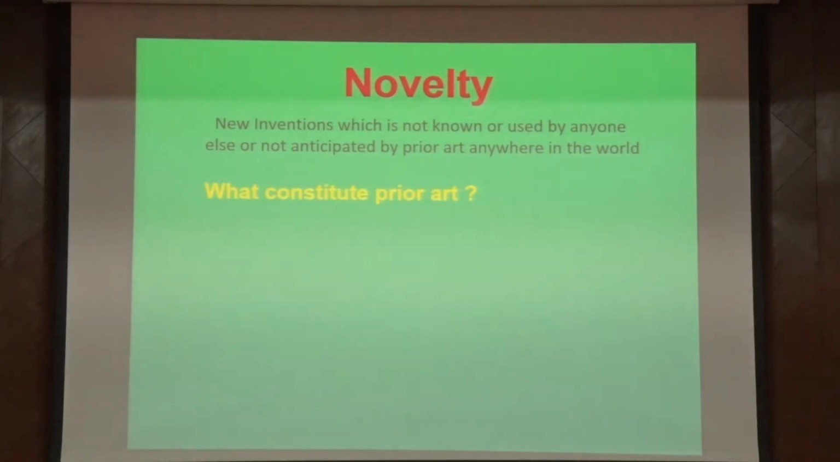Now there is a term called prior art. What is prior art? Prior art is the art which nullifies or invalidates your novelty. Some information that is quite similar to your invention, which brings your invention into the public domain and hence nullifies its novelty. Now, what are the pieces of information that can be considered as prior art?